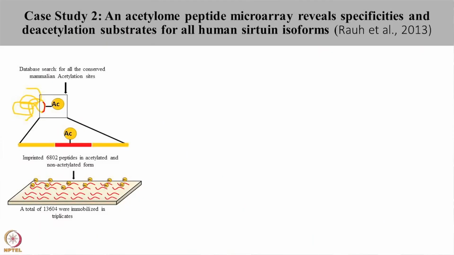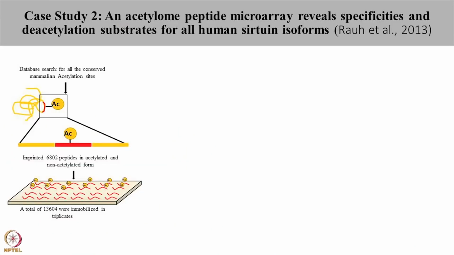In this study, database search was performed to look for all the conserved acetylation sites in the mammalian system. A total of 6,802 peptides in its acetylated and non-acetylated forms were imprinted. The peptides that were used here had lysine at the 7th position, which was flanked by 6 amino acids at the upstream as well as at the downstream. So, therefore, 13-mer peptides were imprinted onto the arrays and a total of 13,604 peptides were immobilized in triplicates.